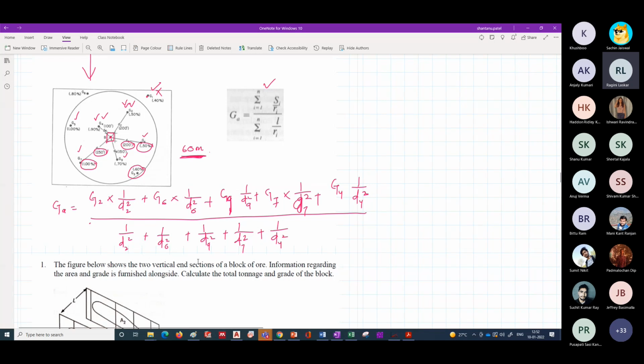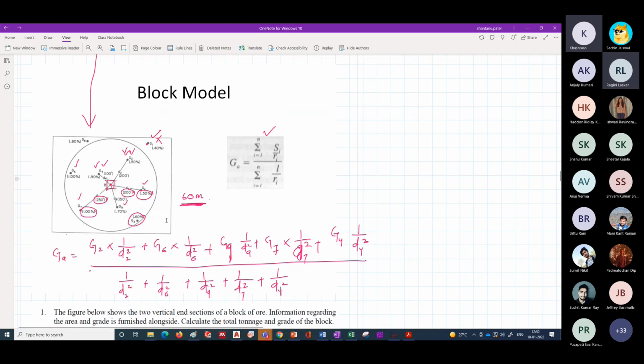So if you know all these values, you can easily calculate the average grade for this block. So why didn't we consider G5 and G3? This is how we are defining it. This is based on experience. Maybe it is coming within this radius, but again we are defining some area, and if it's just lying on the radius, or maybe within a few meters, we are not going to consider it. So that decision is based on your experience.